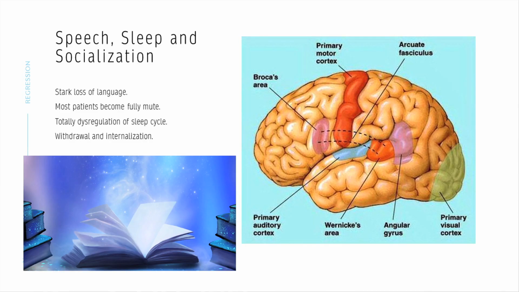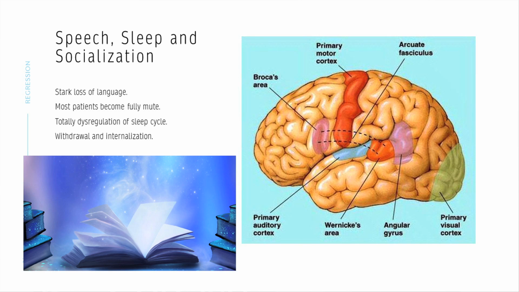Another core feature is speech, sleep, and socialization. I also love alliteration, by the way. There's a stark loss of contrast in persons with Down syndrome. They will be talkative, engaging, maybe able to read. One of our patients with DSRD loved to be in the theater, so she would play in plays and things like that. Suddenly, she just could not remember even the most basic of lines that she'd rehearsed hundreds of times before. Most patients will become completely mute.